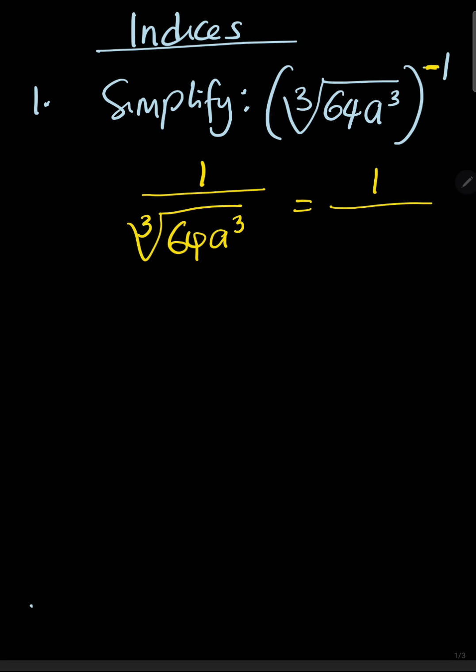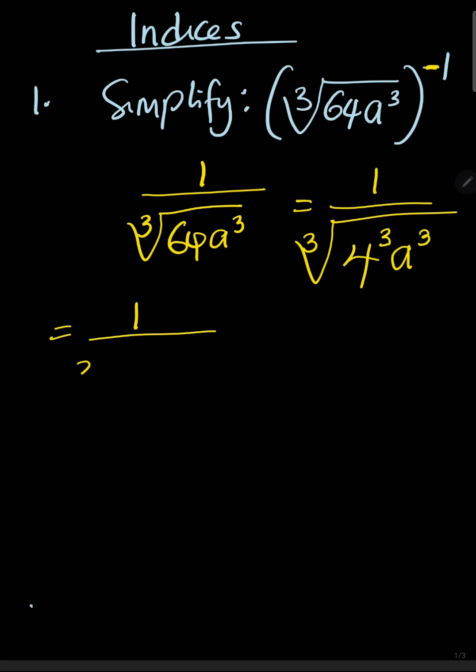Now the best way to tackle this is to know that 64 on its own means 4 to the power of 3. And we already have a to the power of 3 here, right? So now this becomes 1 all over the cube root of, the power of 3 here is common. So the best way to do that is to factor out that 3. So we can call this 4a, then raised to the power of 3 because the power is common.